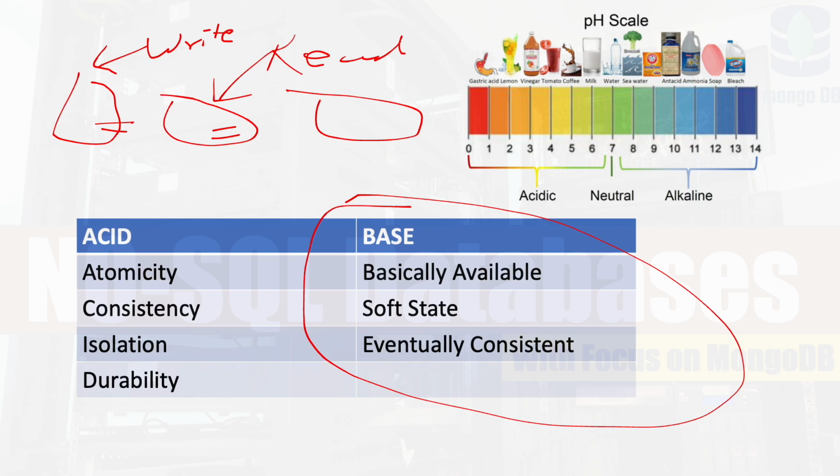But this does not mean that it will always be the case. After a time, eventually the replication will trigger, and it will be in an eventually consistent state, which means this and this would reflect the same data. So that is the meaning of eventual consistency.